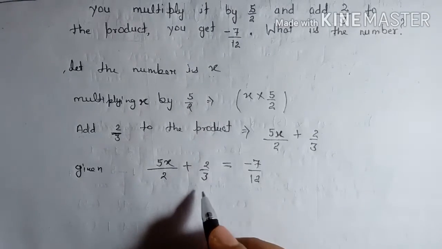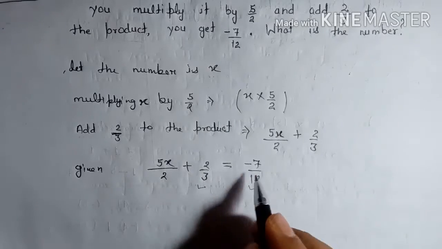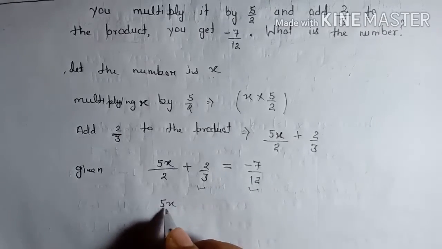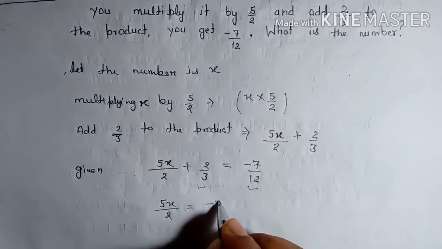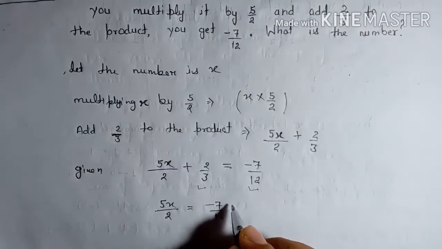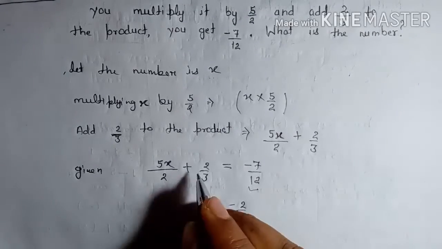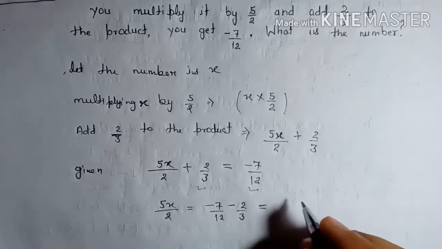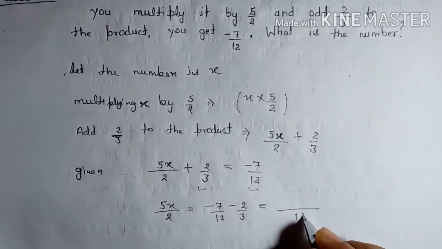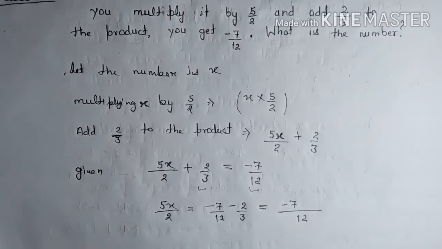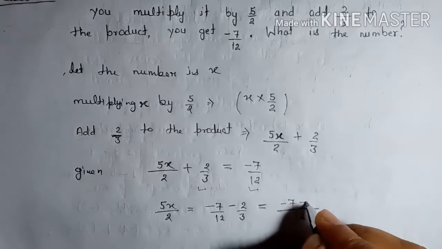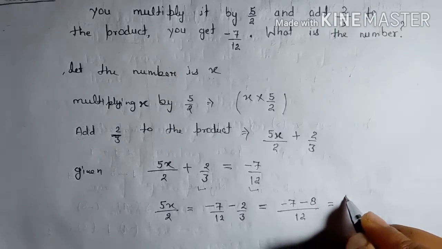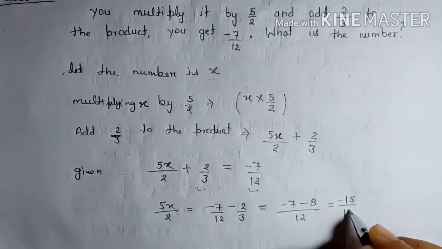Here you can see these are the like terms because they have no variable. So transpose this 2 upon 3 to right hand side and you will get 5x upon 2 is equal to minus 7 upon 12, and this will become minus 2 upon 3 because this is plus here. When you transpose, it becomes minus a negative rational number, and LCM is 12 this time. This is minus 7 and 3 4s are 12, 4 2s are 8, here you have to write minus 8, and our answer is minus 15 upon 12.